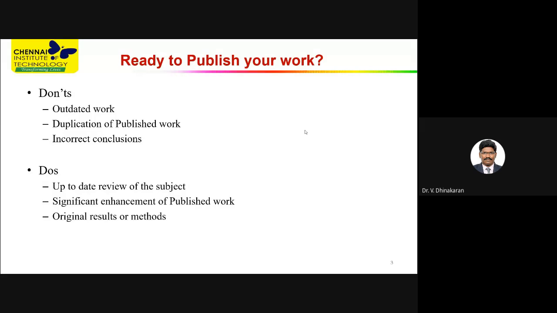Okay, so these are the three things you should primarily consider. We often discuss with a lot of researchers that halfway through their PhD work, it is found that this work has already been published. This work was done 10 years back. So you have to do a proper literature review in order to avoid duplication of work, to avoid outdated publication work, and to avoid coming to incorrect conclusions.